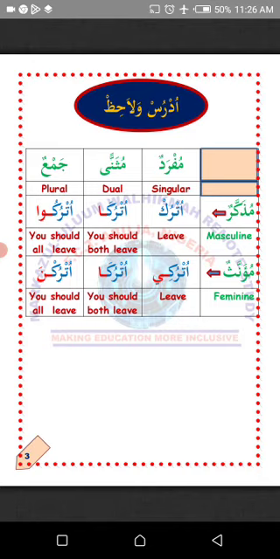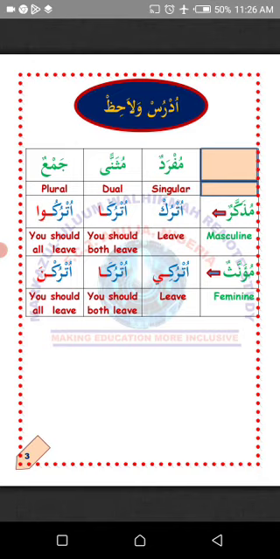Mudhakkar, masculine. This is a word in Arabic that represents a male person or a male object. Just like the verb utruk can only be used to talk to a single male person to leave something. Utruk, leave. So if there are two, you attach alifun to the last letter. Remember, once alifun is attached, the letter before it must take fatha, as we know that alifun is the mother of fatha in Arabic. So the verb utruk will now become utruka. Utruka, which means leave, talking to two male persons or two female persons.